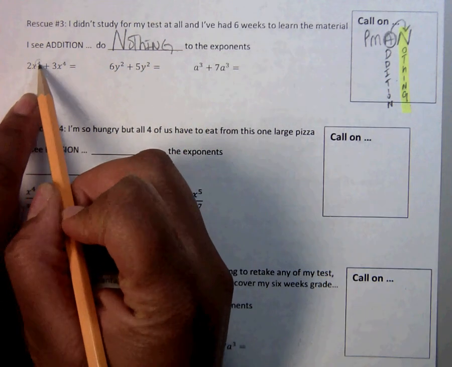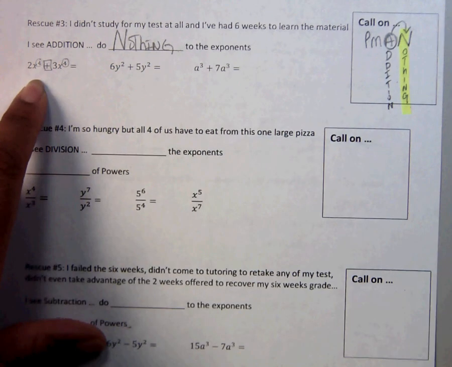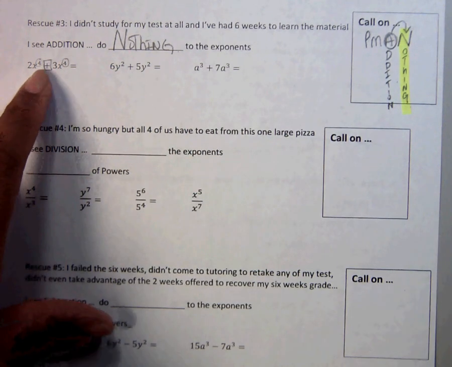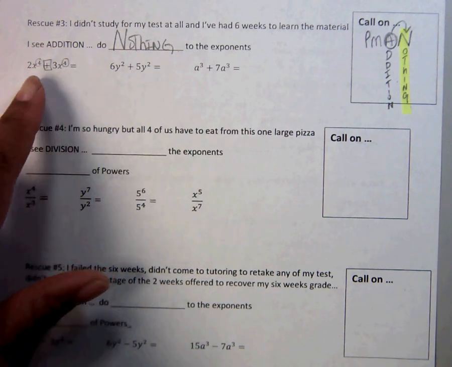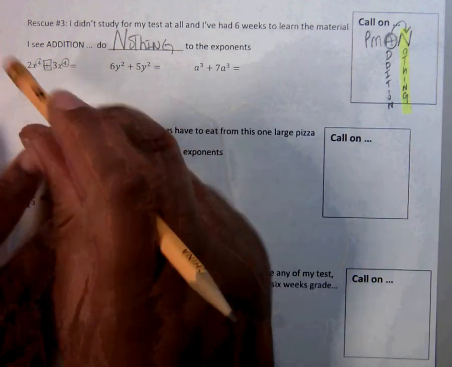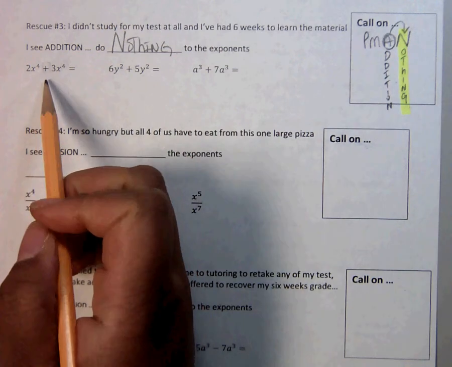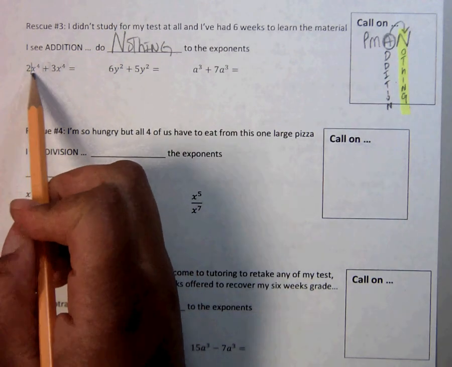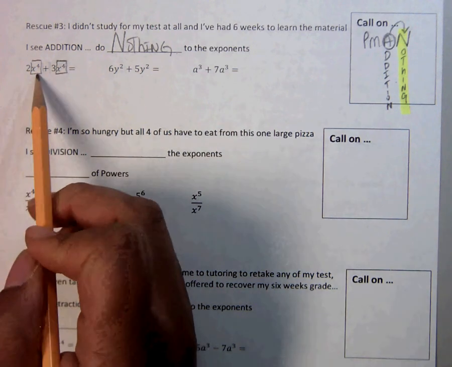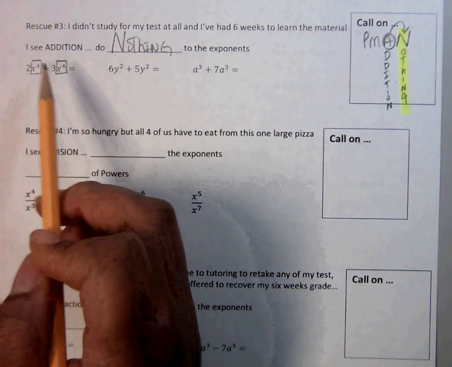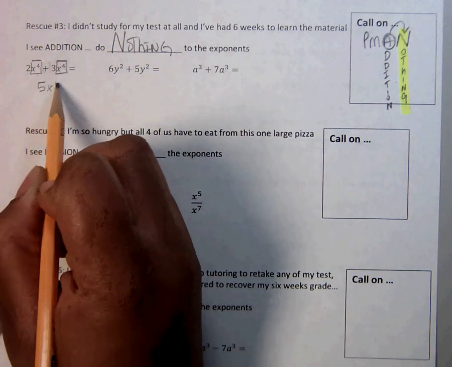So, this has an exponent of 4. This has an exponent of 4. But I see addition. So, the exponents don't change at all. So, this doesn't become 8. It doesn't become 16. Now, this is the lesson that we're going to do after this lesson, but I'll go ahead and show you how to do this one. Because they are both x to the 4th, when you add x to the 4th, which is 2 of them, and then x to the 4th, which are 3 of them, you're going to get 5x to the 4ths.